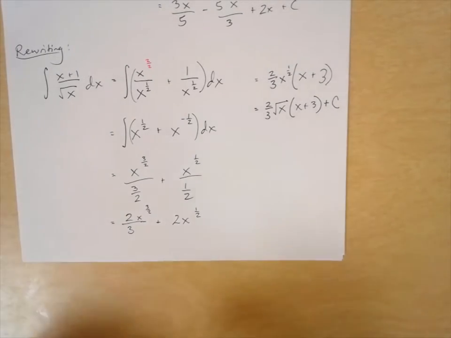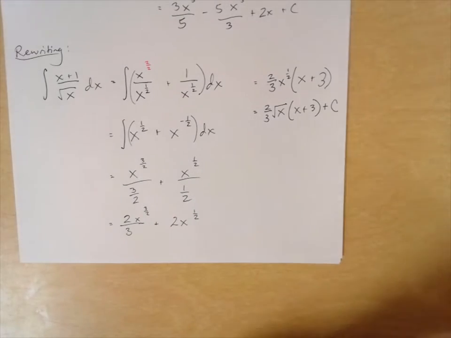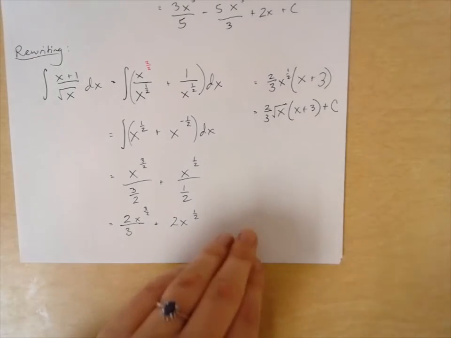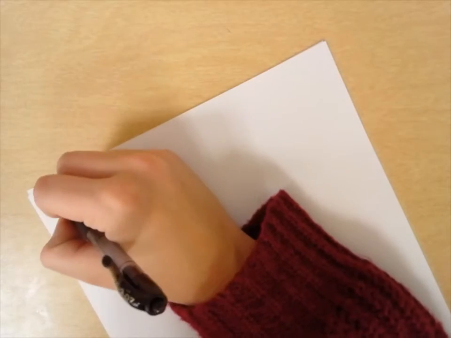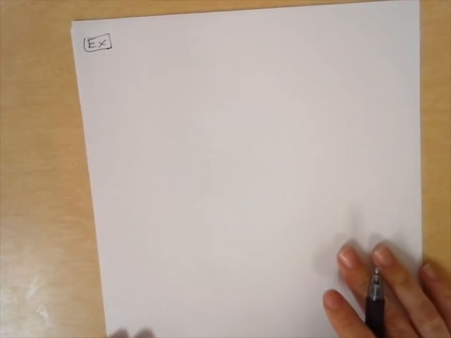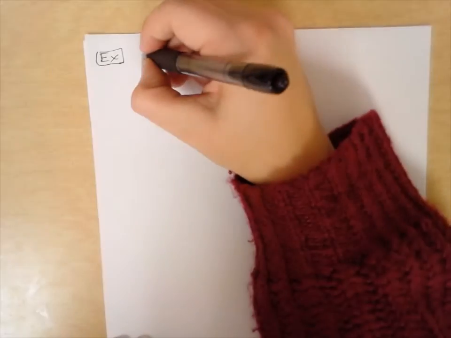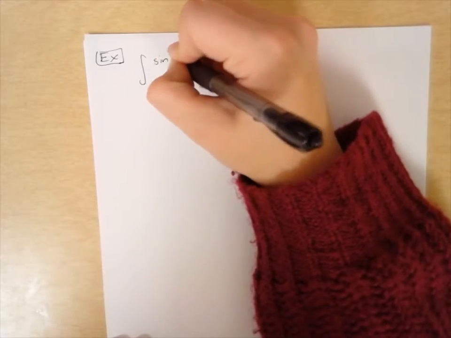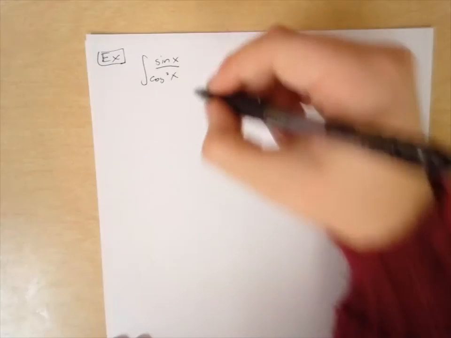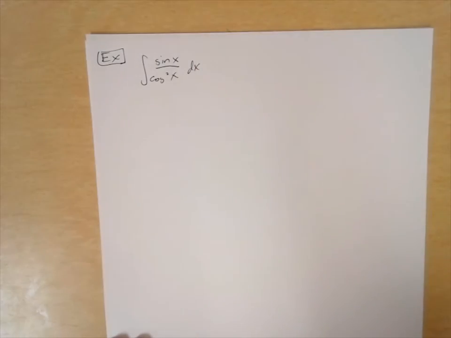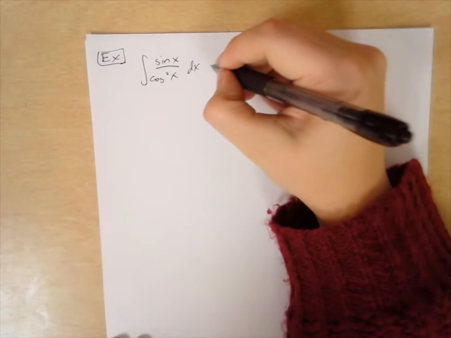Okay, let's do one more fun example with some trig. That'll be fun. All right. So let's say we were doing the integral of sine x over cosine squared x dx. Okay. What we can do here is split this up.